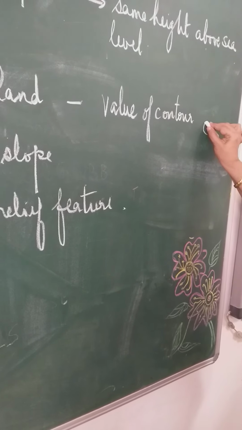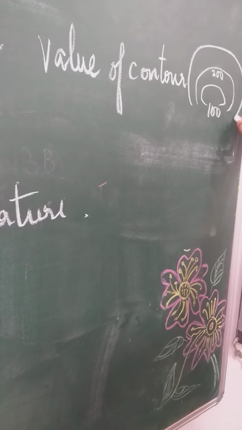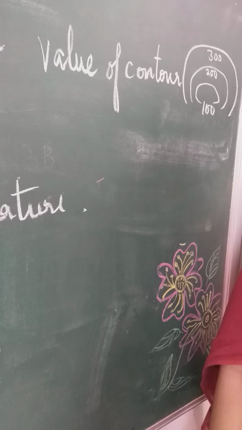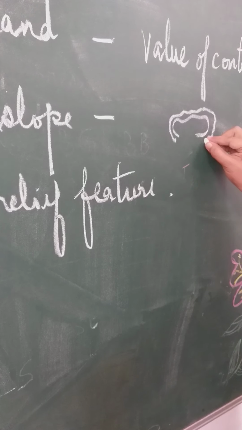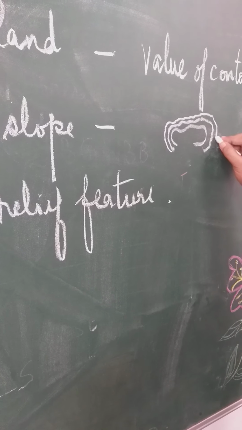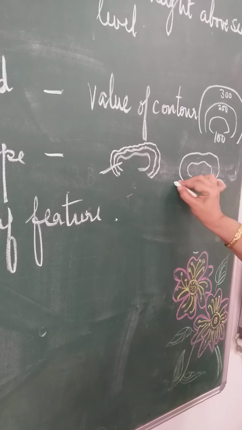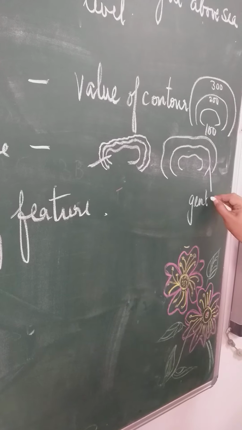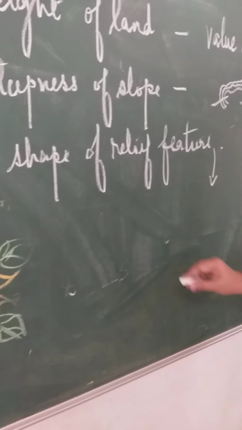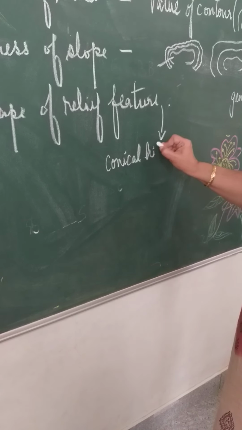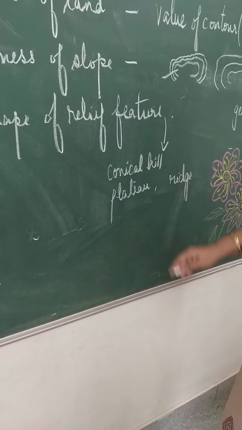So height of land I get to know from the value of the contour. For example, if this is the contour and the value increases inwards, 300 would be the height. Steepness of slope, when there are contour lines drawn, if they are drawn very close to each other, these indicate the steepness. However, if the contours are drawn widely spaced, this is a gentle slope. And last, in the next class, we will be learning more how contours depict the shape of the relief feature, whether it is a conical hill, whether it is a mountain, a plateau, a ridge, and the valleys in between.